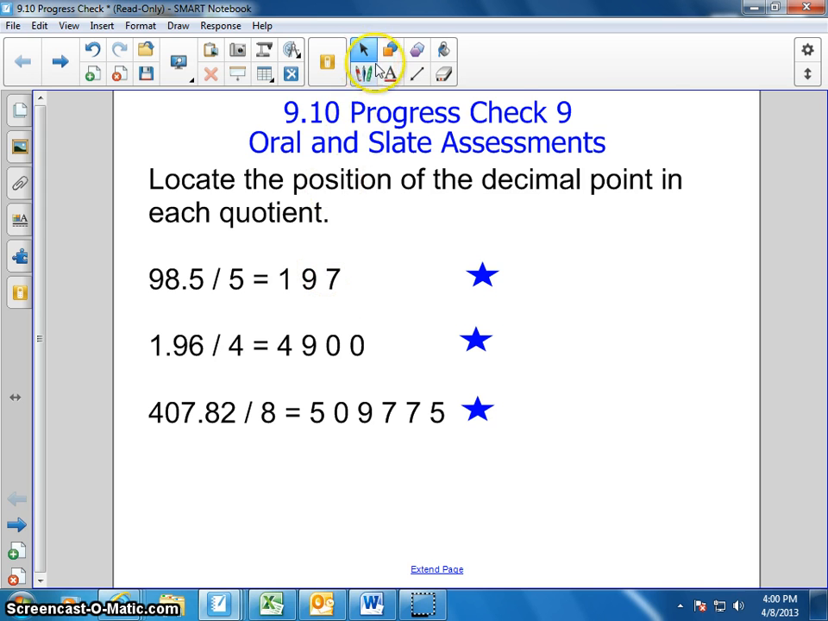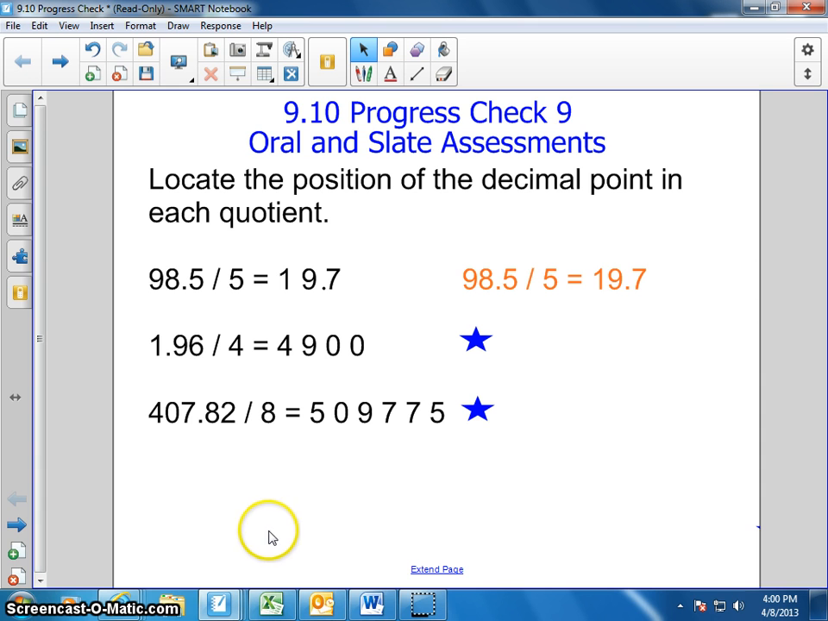decimal point. Well, if we use our common sense, we know that 98 divided by 5 is about what? It's about 20, so it has to be less than 20. So where do you think we're going to put our decimal point? Yeah, I'd say there would be the perfect spot. So 19.7. Go ahead and pause the video and see if you can do the second two on your own.